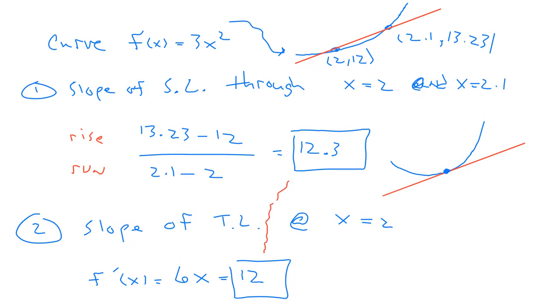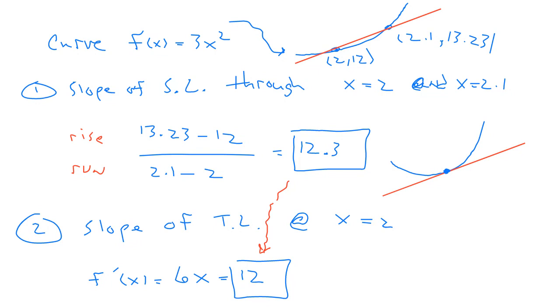Now, these are similar, right? The slope of the secant line is 12.3. The slope of the tangent line is 12. Is it a coincidence that they're almost equal to each other? Yeah, one's just going to be a little more accurate than the other. Well, I guess that's one way of thinking about it. But it's specifically that the secant line is trying to be the tangent line.